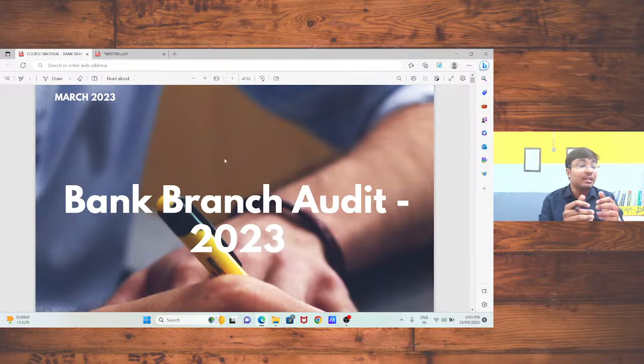There are multiple concepts which are very much unique. So in this course we are going to discuss each and every point, covering the basics of bank branch audit up to the advanced level in a practical way. The mode of communication for this session will be Hindi and English, and maximum we will cover in English itself, so not an issue.